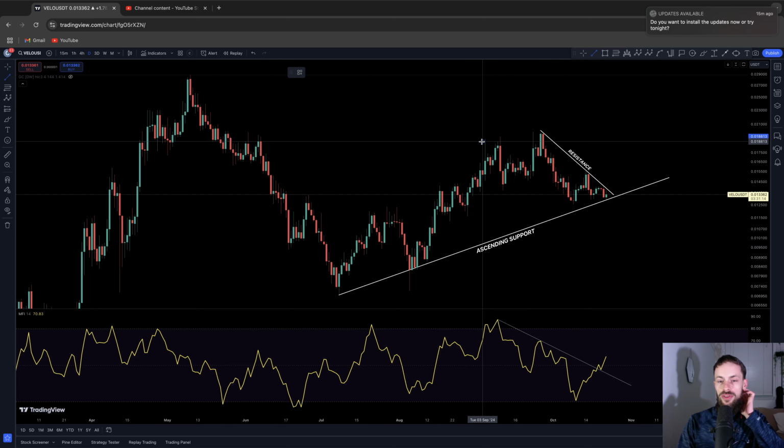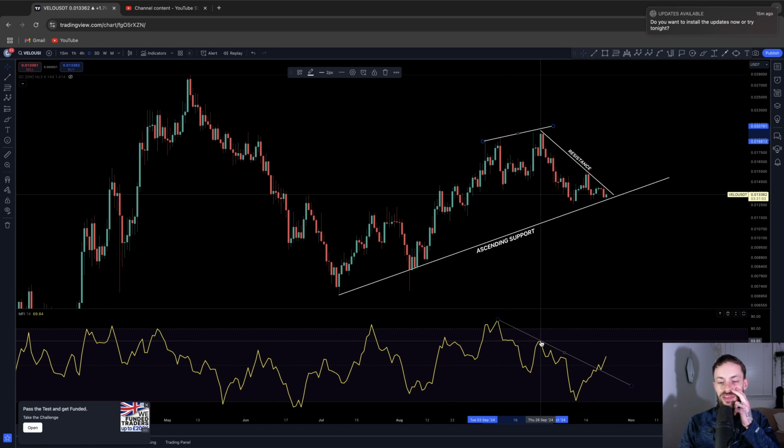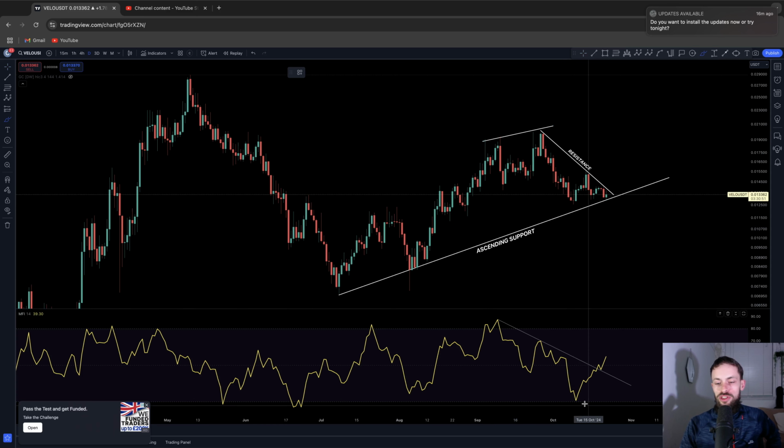So the MFI on the daily time frame created a bearish divergence, because it had a lower high in the indicator but a higher high in the price. What's happened since this high on the 27th of September is the bearish divergence played out, which has brought us down to our local low at 0.0124.